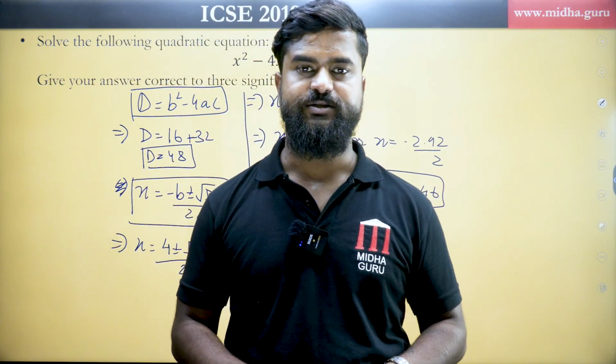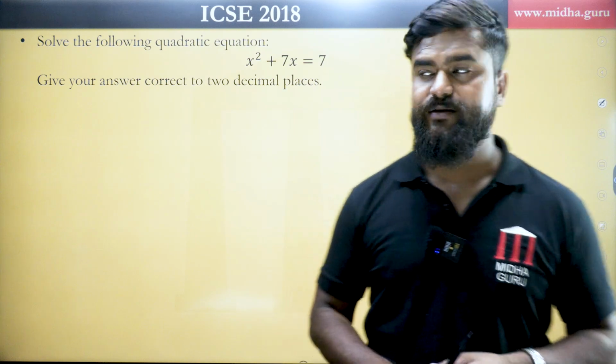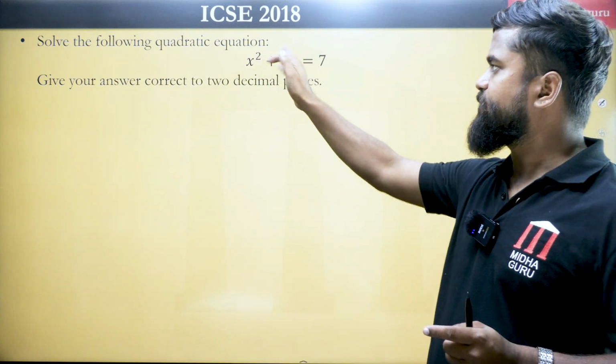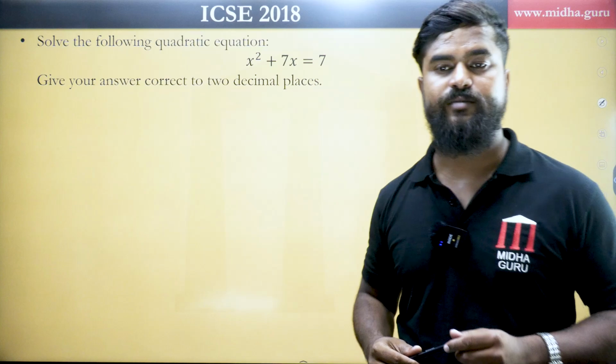Moving on to the next question. Now in the board question paper for 2018, we had this question from quadratic equation that said x square plus 7x is equal to 7. Give your answer correct to 2 decimal places.